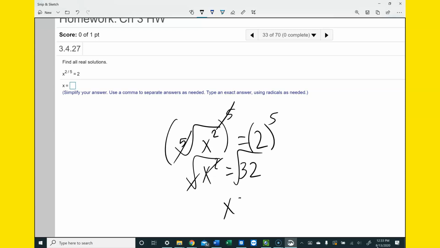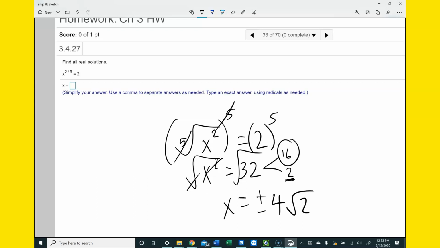And that gives me x equals, remember we got to put plus or minus, square root of 32. I can break that down to 16 and 2, and then 16 has a perfect square root, which is 4, so I bring the 4 out, and the 2 just has to stay underneath the radical, so plus or minus 4 root 2. That's one way to go about it.